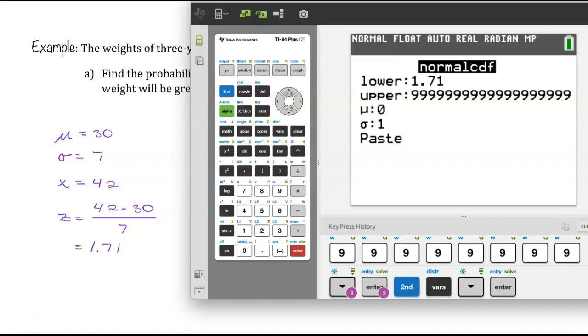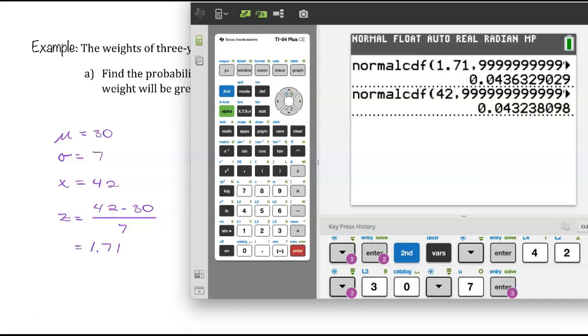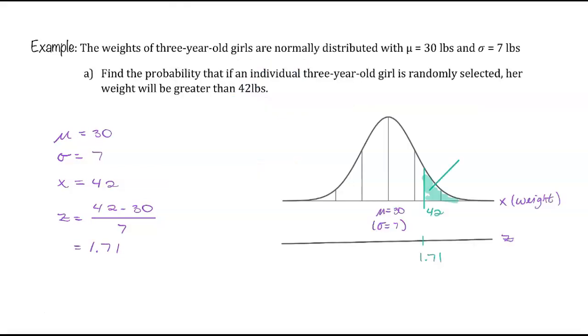Depending on your style of calculator, you may be able to use our original data values from the original scale rather than z-scores. In that case, our lower limit would be 42. Our upper limit would still be our very large number, but the mean would be 30 and the standard deviation 7. Pasting that, we find a very similar but slightly different answer. This is mostly due to the fact that we rounded when we calculated our z-score, so we do lose a tiny bit of accuracy. Using the value we found with the z-score, we have a right area of 0.0436. So the probability of a randomly selected individual 3-year-old girl weighing more than 42 pounds is just over 4%.